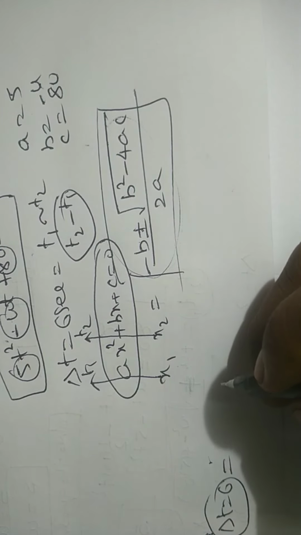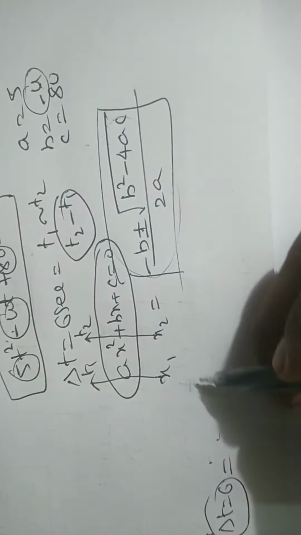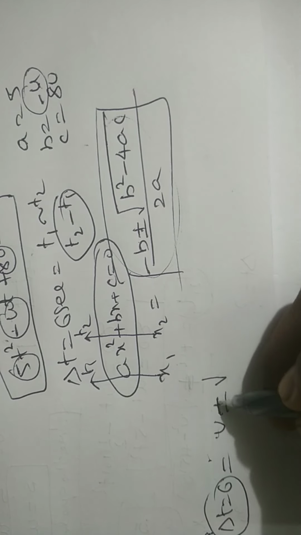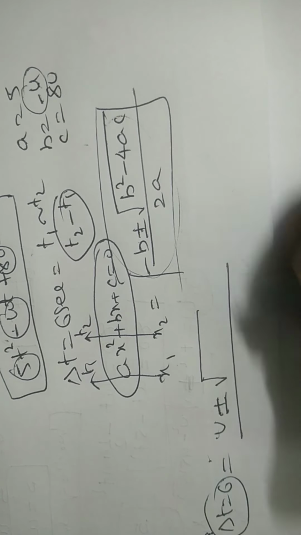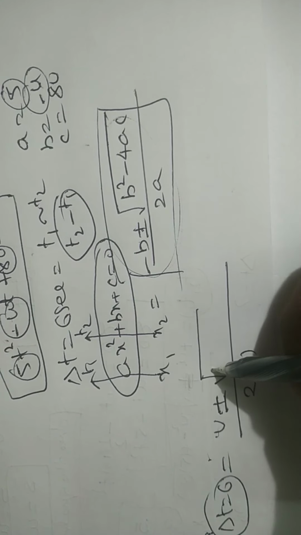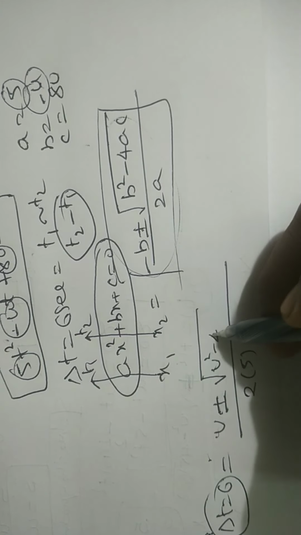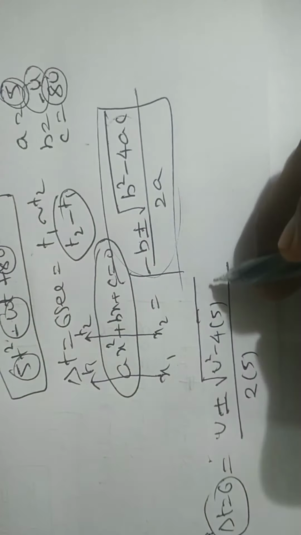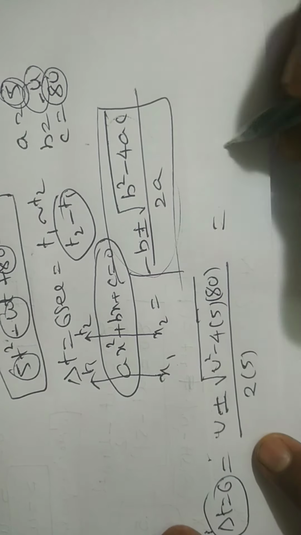It's so easy. So what is T1? Minus of minus b, minus of minus u, is plus u, plus or minus. Actually I'm writing the whole thing, then I will solve it. Plus or minus, over 2a. What is 2a? 2 into 5. Root of b square minus 4ac. b square means u square, minus 4ac, a means 5, c means 80. Okay.